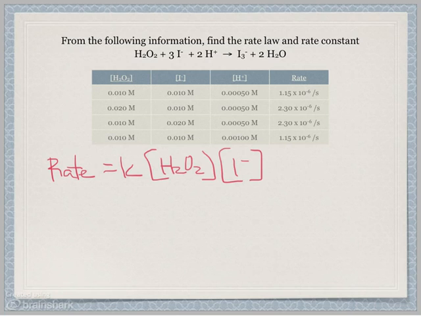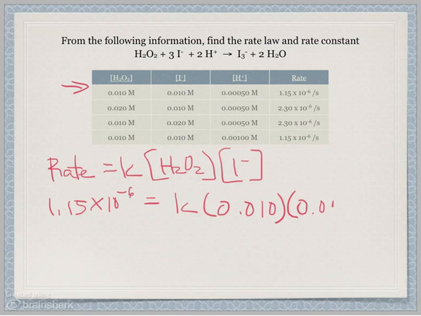Now if we wanted to figure out the k, let's take the first trial here and plug everything in. You have 1.15 times 10 to the negative 6 equals k times 0.010 times 0.010. If we solve for k from this, we end up with a k of 0.0115. So that's how you figure out a rate law using the initial rates.